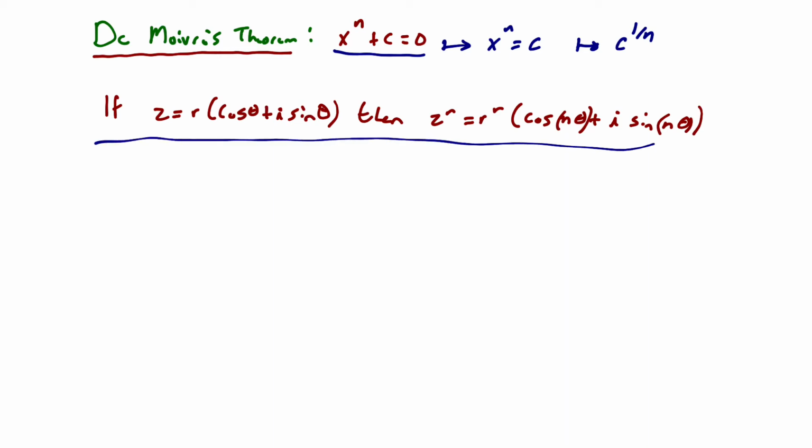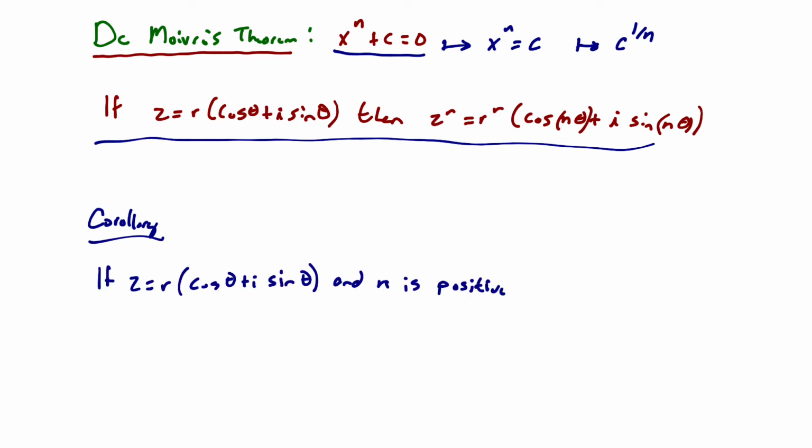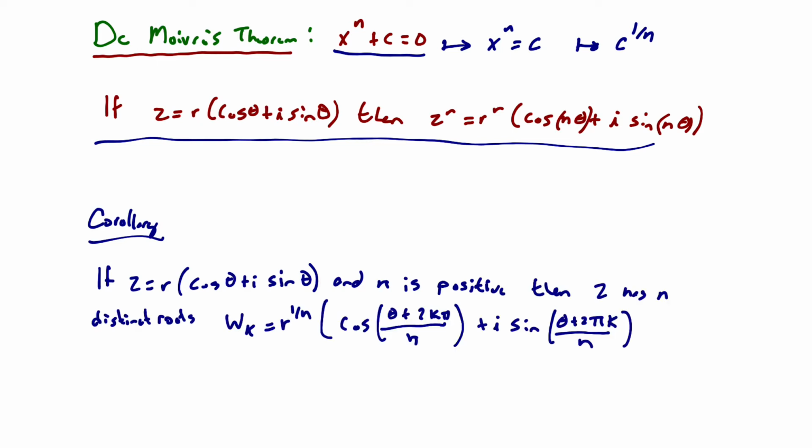So a corollary to de Moivre's theorem is how to find the nth root of a complex number. And this is going to be given by the following. If we have a complex number in polar form and n is a positive number, then the complex number z has n distinct roots, which are given by the following, for k values where k is 0, 1, 2, all the way up to n minus 1.